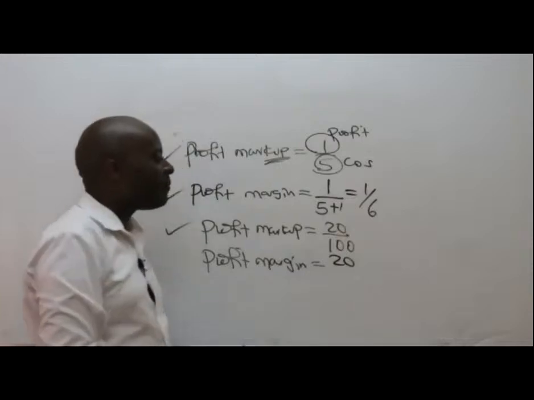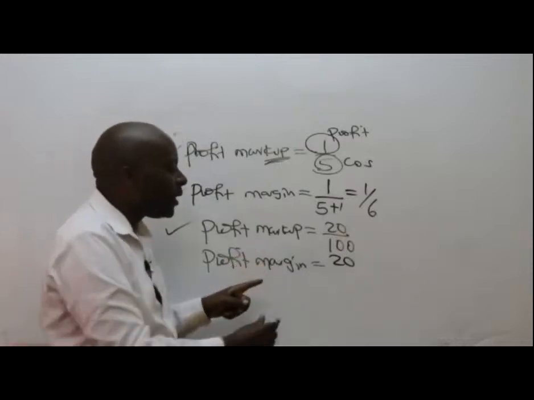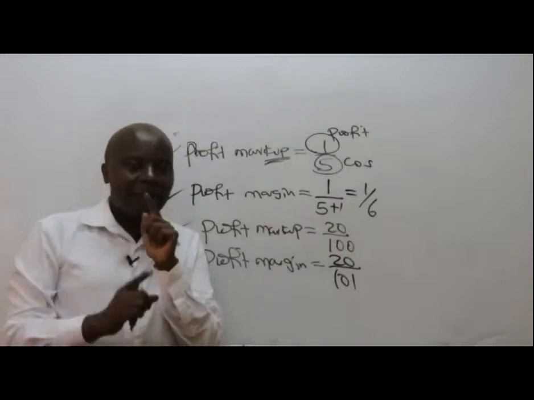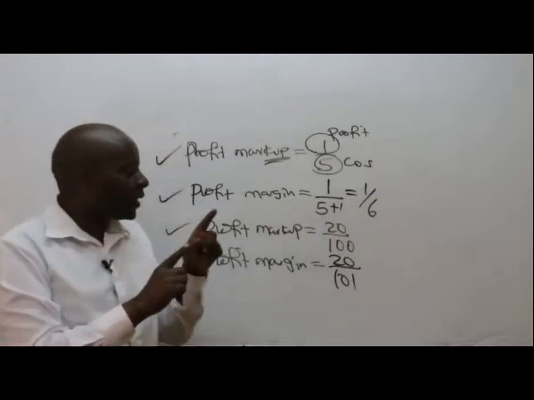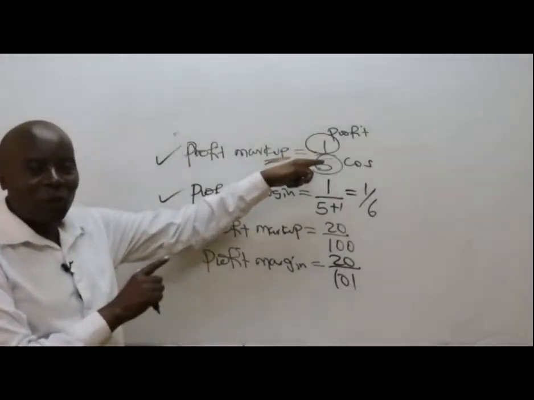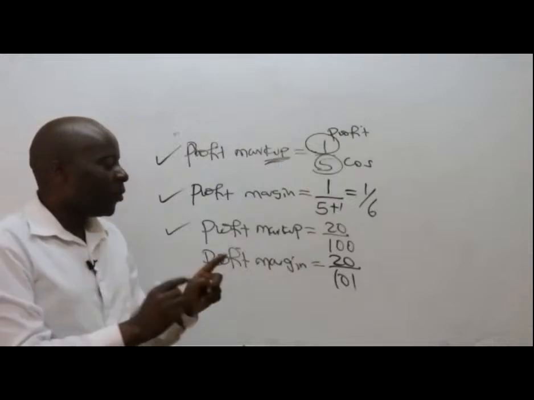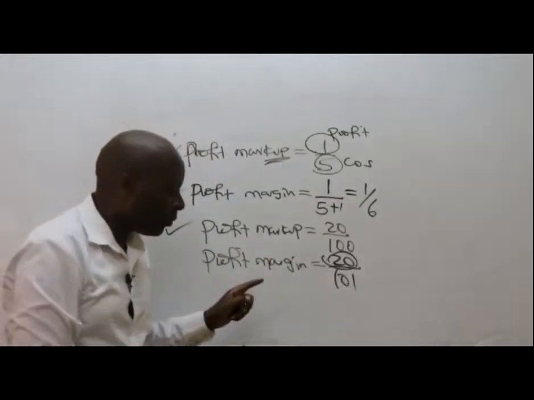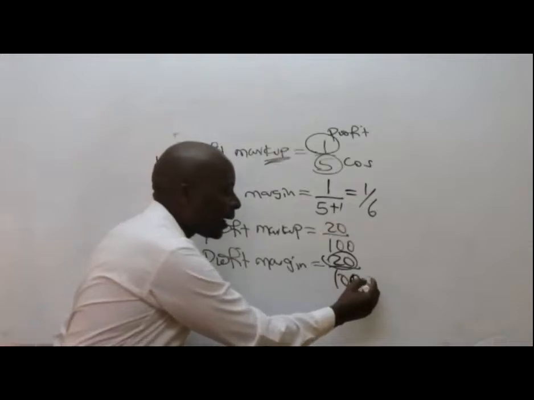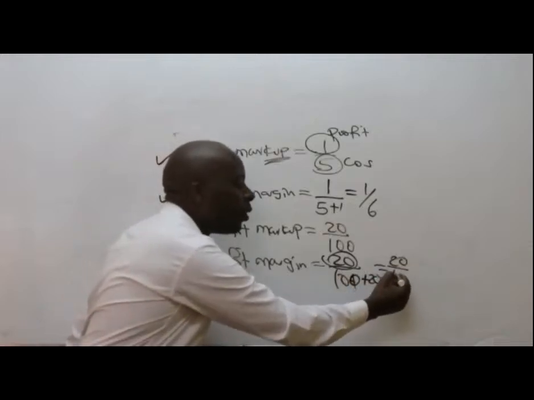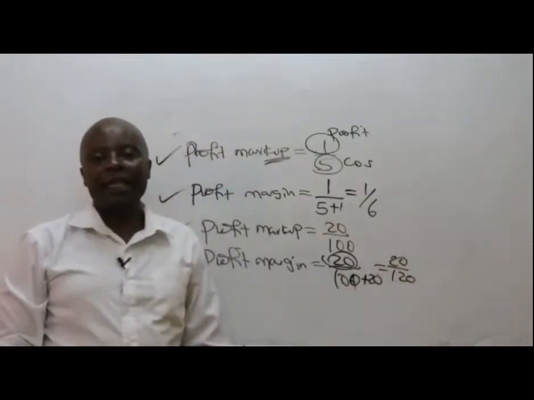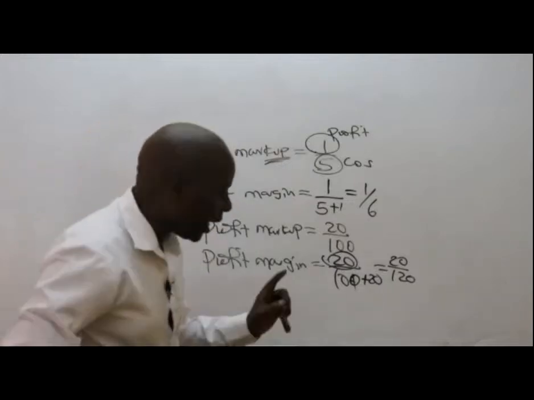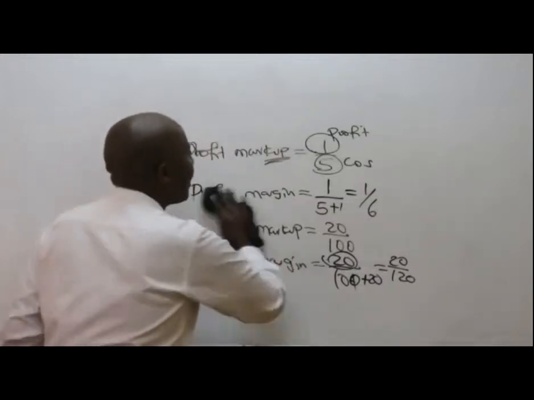Some time back somebody told me that it will be 20/101. I tried to figure out why 101, and I remembered very fast that it is because the first example had 1 at the top. You know what is at the top here? 20 is my profit. So the denominator will be 100 plus 20. So it will be 20/120, like that. So allow me to repeat something here, ladies and gentlemen.